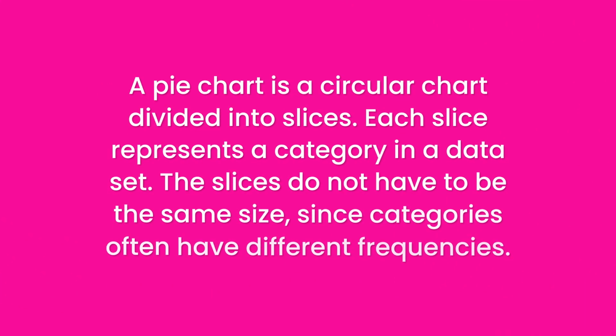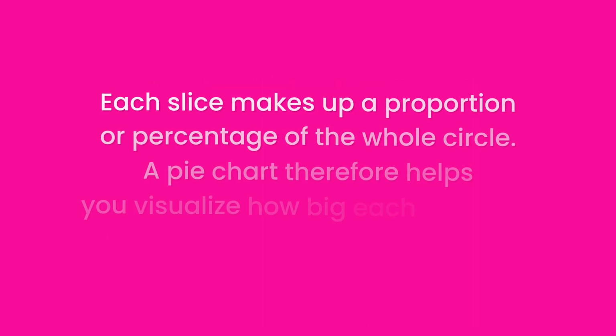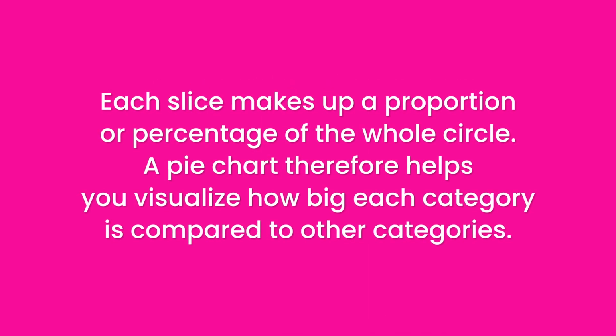A pie chart is a circular chart divided into slices. Each slice represents a category in a data set. The slices do not have to be the same size, since categories often have different frequencies. Each slice makes up a proportion or percentage of the whole circle. A pie chart therefore helps you visualize how big each category is compared to the other categories.